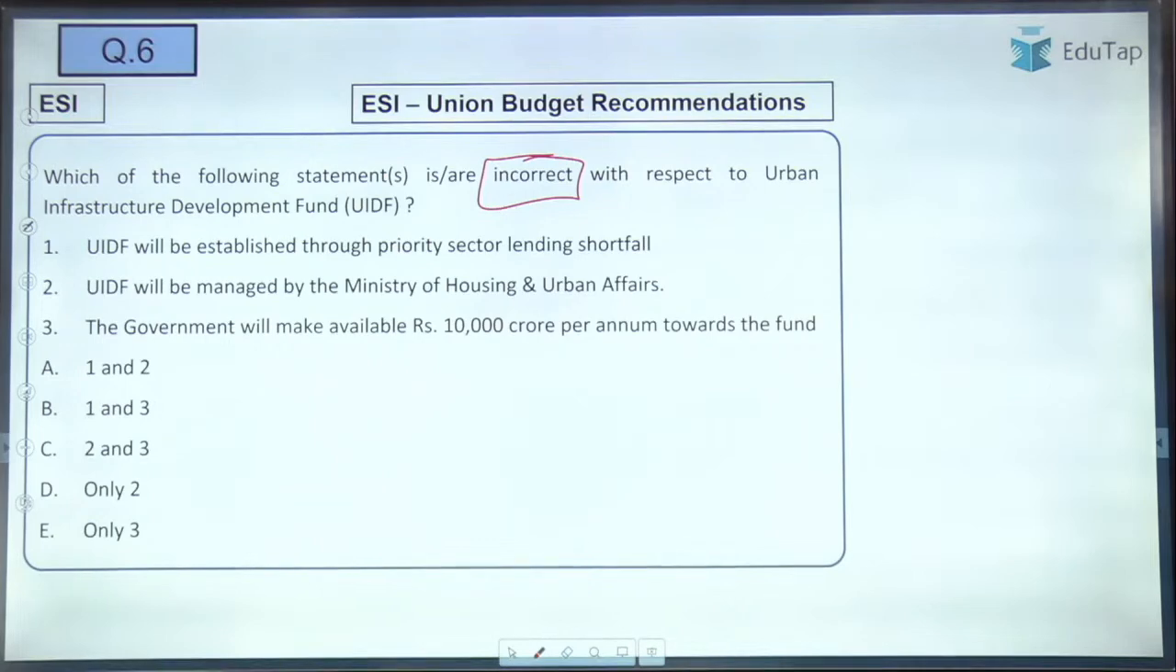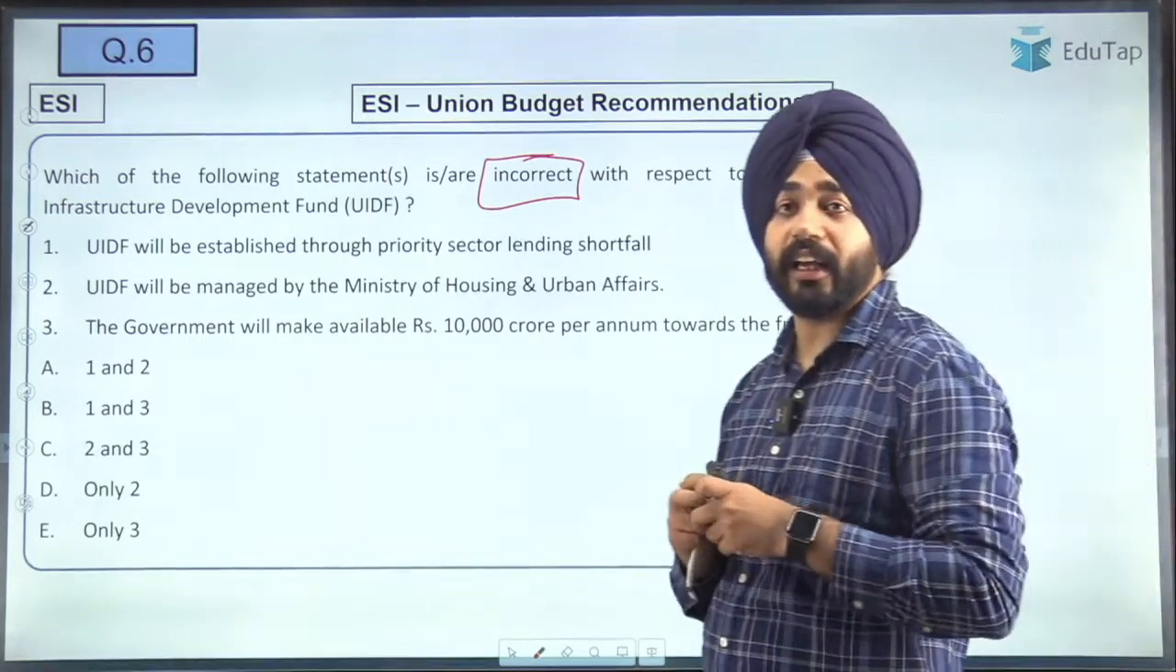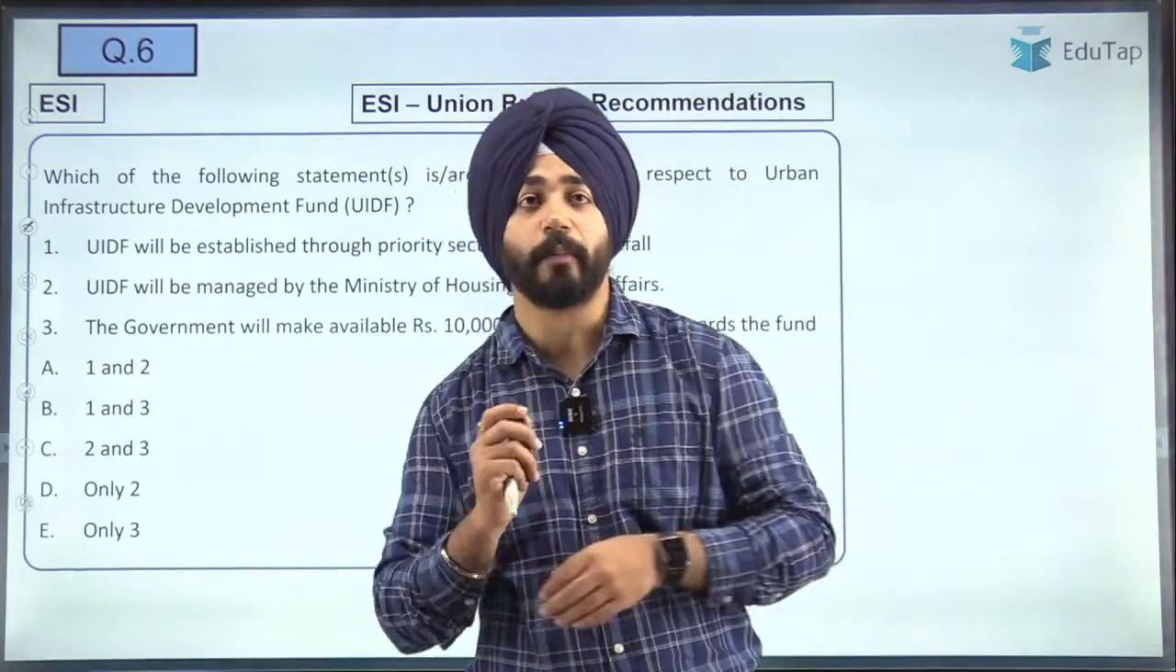So what should be the right answer here? Is it 1 and 2, 1 and 3, 2 and 3, only 2, or only 3? Let me see how many of you have understood this Urban Infrastructure Development Fund system. So what should be the answer here? I am seeing Nilesh, Sohas, they are giving the answer that it will be option number D.